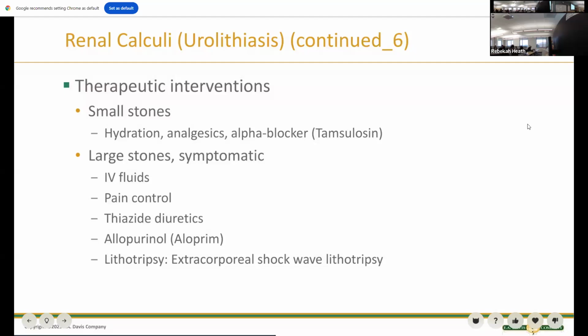If the stone is large, it's blocking, it's causing a lot of symptoms, that's when we're probably going to go with IV hydration. Higher pain control, you know, they might look at more IV pain medicine rather than oral pain medicine. They might do some diuretics to help push fluids down the system. Maybe some allopurinol that might help to reduce some of the renal salts that are there. Or maybe even lithotripsy, and that's a procedure.